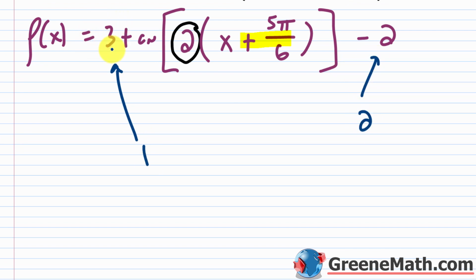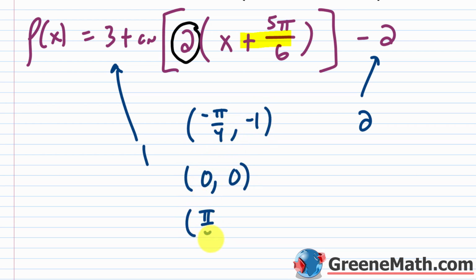So this is a vertical stretch by a factor of 3, and then you have a shift down by 2. So in other words, if you start with your points from the basic tangent function, so negative pi over 4, comma negative 1, and then 0, comma 0, and then you'd have pi over 4, comma 1, where you're going to take negative 1, multiply by 3, that's negative 3, and then subtract away 2, that's negative 5.